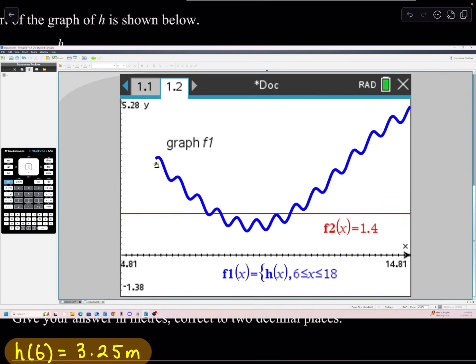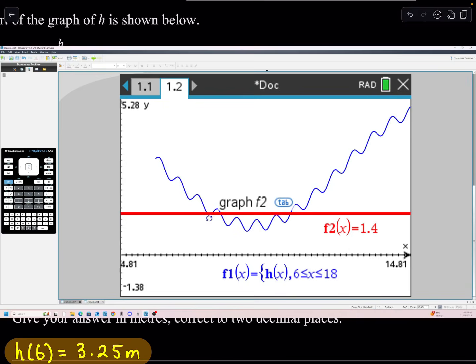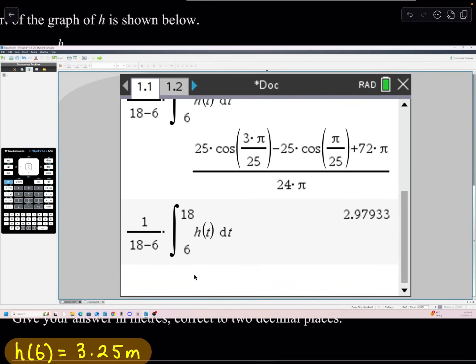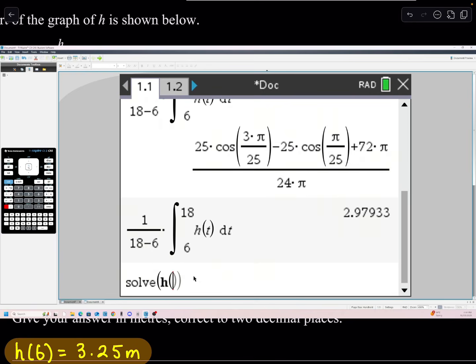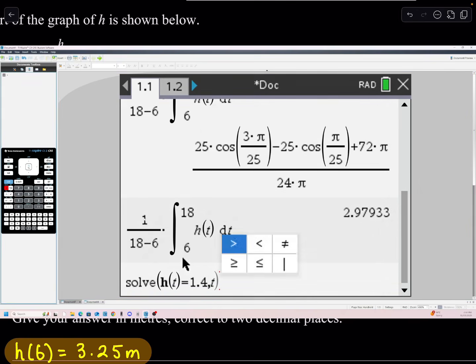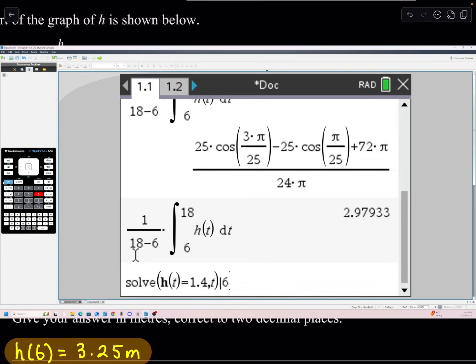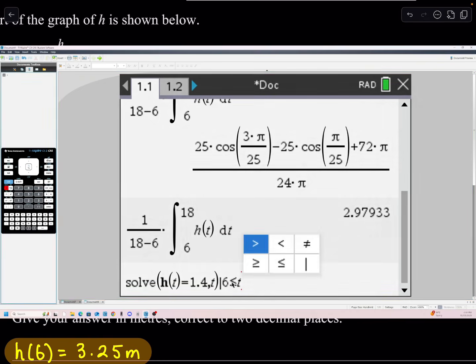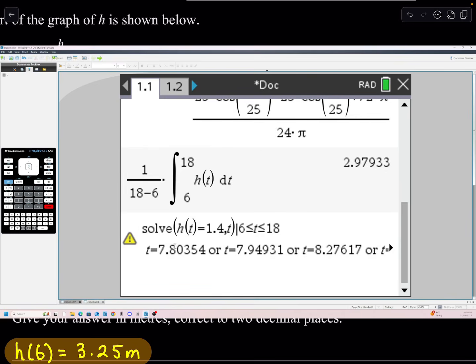And look, these are all the sections that we want. The time from here, all this time until here. Then, of course, you have a little section here that's dangerous because it's below that 1.4, not this section. But then from this section to this section, and then this section all the way to 18. Makes sense? So first, let's solve to get the exact values of time. So let's solve h of t equals 1.4, comma t, of course, from that domain, which is 6 is less than or equal to t, less than or equal to 18. Enter. And so look, we have 4 times over here.